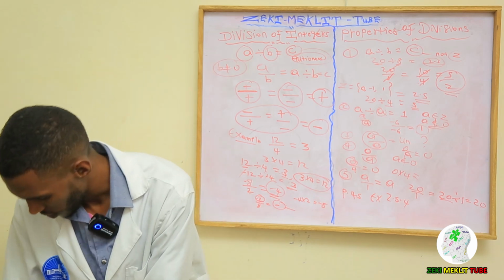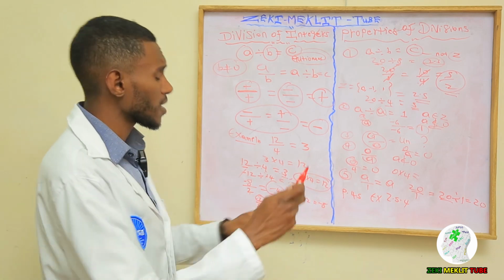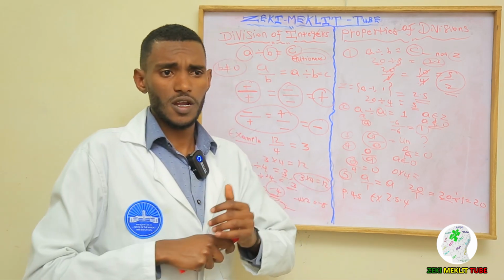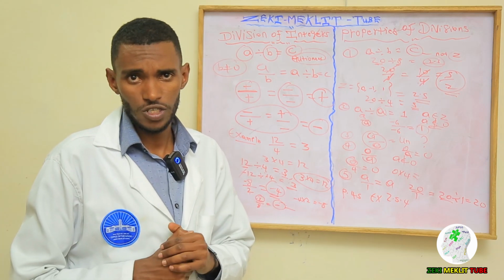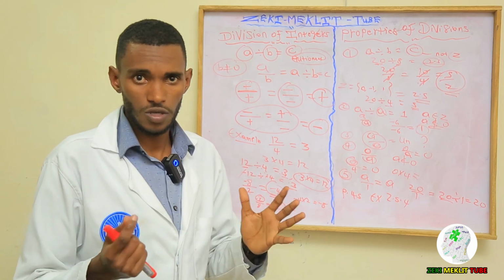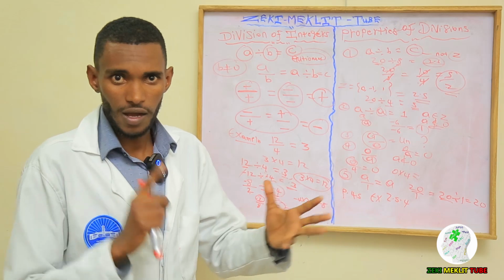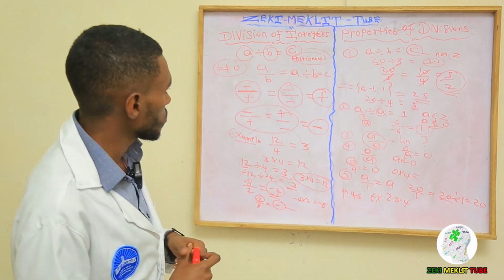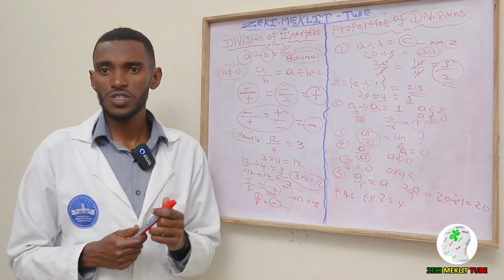So let me summarize today's class. So the last operation from the 4 operations in maths, as you know, there are 4 operations: addition, subtraction, multiplication, and division. So today we see about division.